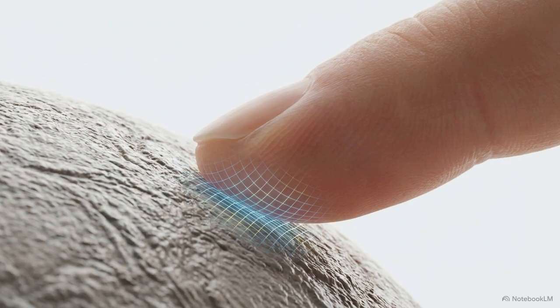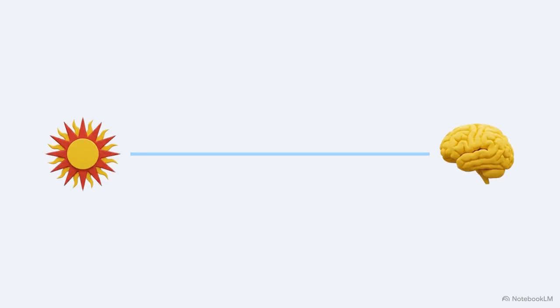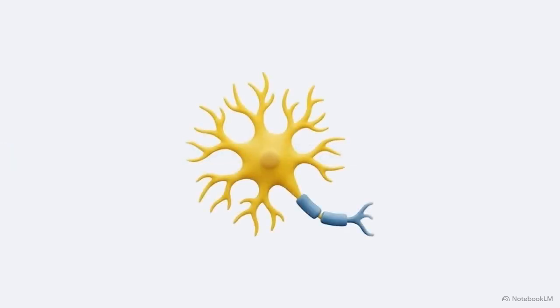Every interaction you have with the outside world relies on this precise loop. Peripheral sensors gather the data, and the central hub decides what to do with it. Let's zoom into one of those peripheral cables. This diagram shows its fundamental building block, a single neuron.